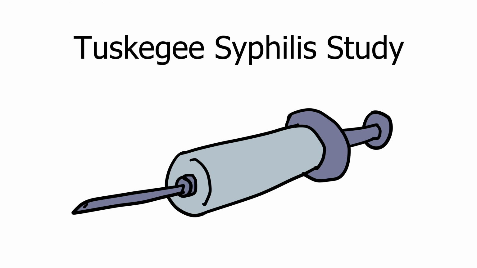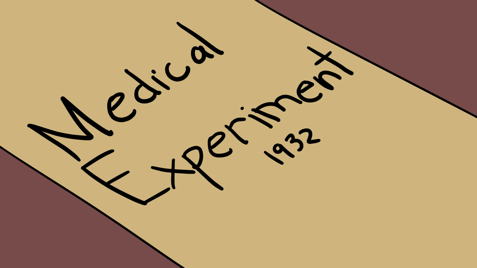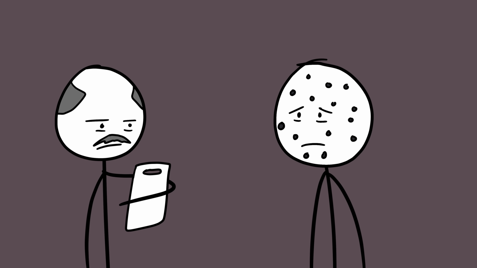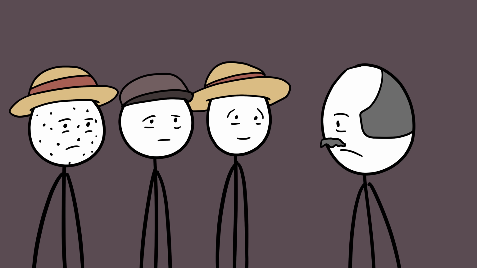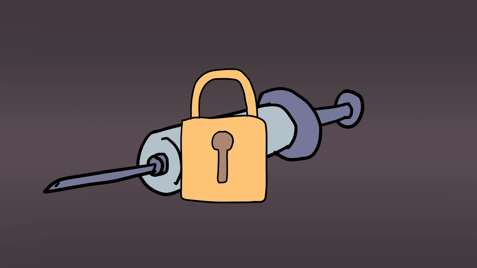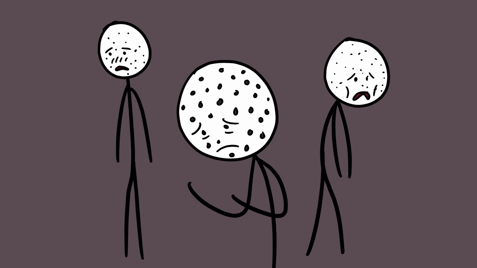Number 2. The Tuskegee Syphilis Study, Withholding the Cure. One of the most infamous medical experiments in history began in 1932 in Tuskegee, Alabama. Researchers wanted to study the effects of untreated syphilis in African American men. They recruited hundreds of poor sharecroppers, many of whom never even knew they had the disease. Here's the horrifying part. Even after penicillin was discovered as a cure in the 1940s, the researchers withheld treatment. For decades, men were left to suffer while scientists observed the progression of the illness.